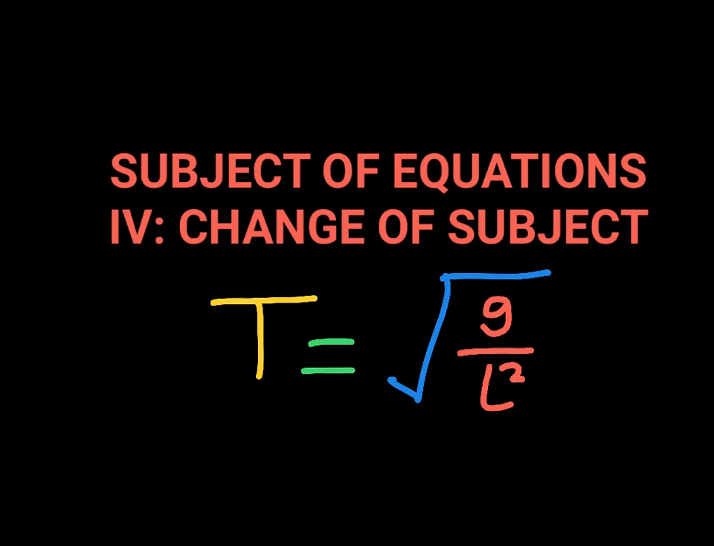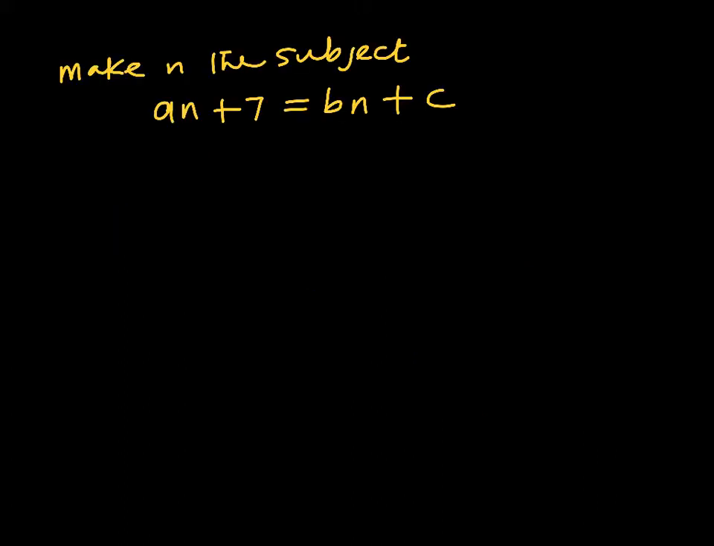Hello and welcome. Today we'll be looking at complex change of subjects of equations or formulas. Let's get to it. So let's make n the subject of this equation. Here we have an plus 7 is equal to bn plus c.